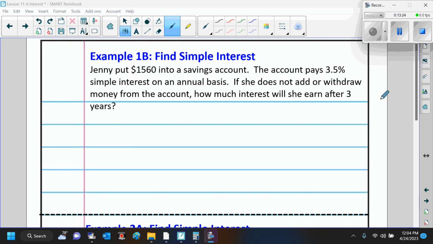So now we're going back to example 1B. You're working on this with your table partners. It says Jenny puts $1,560 into a savings account. The account pays 3.5% simple interest on an annual basis. If she does not add or withdraw money from the account, how much interest will she earn after 3 years?